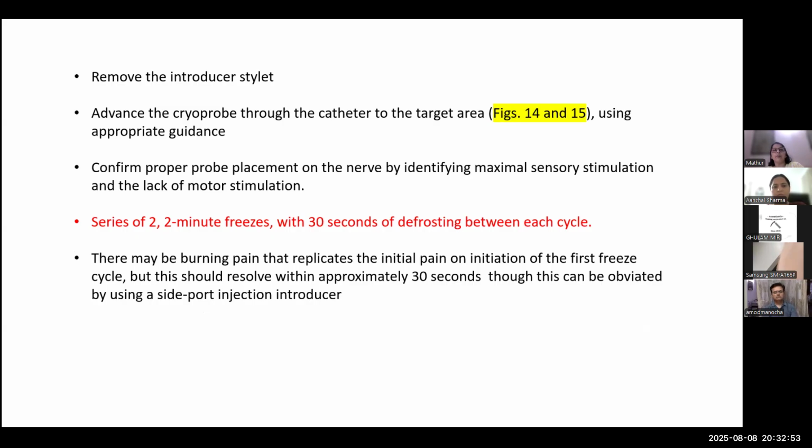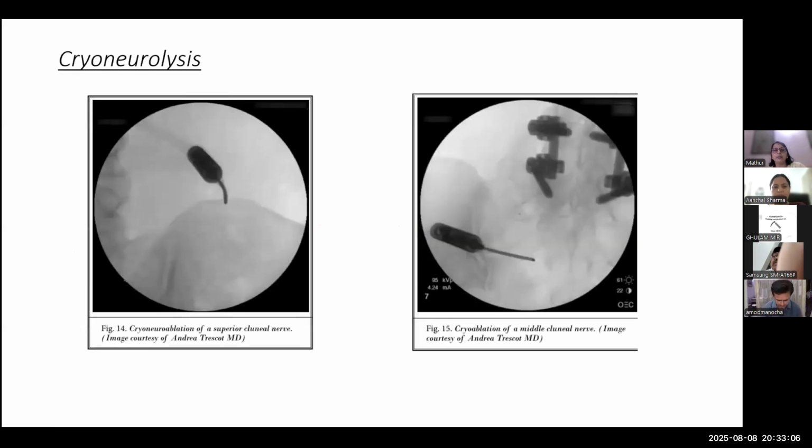So here, advance the cryoprobe, and then you check for the proper probe placement, and a series of two 2-minute freezes with 30 seconds of defrosting in between the cycles is to be given. I'll show this diagram. It is important. This is the cryoprobe, and this is what it will look like for a superior cluneal nerve, the image, and this is for the middle cluneal nerve. So here, where the S2 foramen.